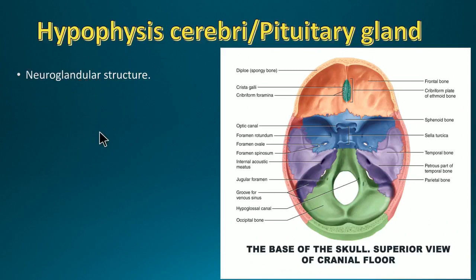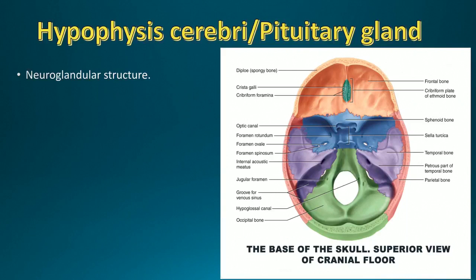Then it was considered the master gland of the whole body because it releases the hormones necessary for the other endocrine glands, like your TSH, ACTH, adrenocorticotrophic hormone, thyrotrophic hormone, and your follicle stimulating hormone, luteinizing hormone, and all those things.